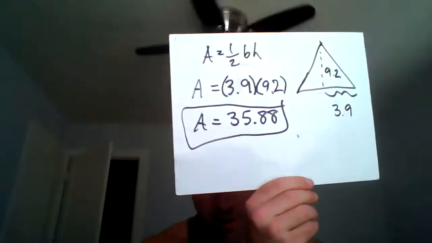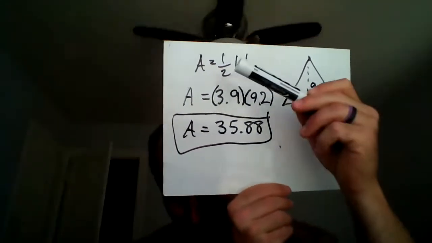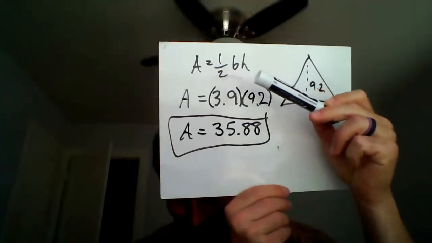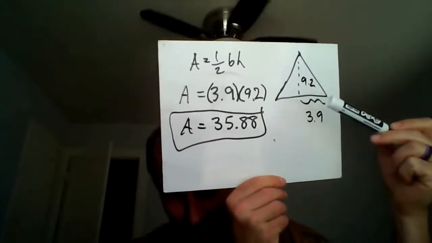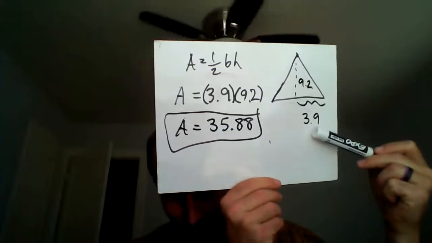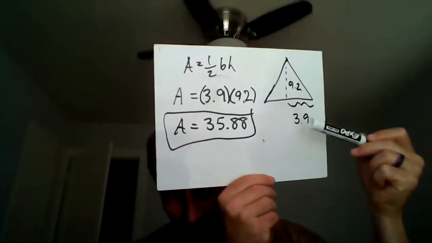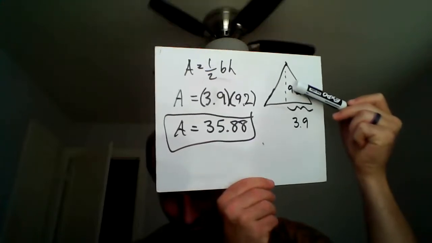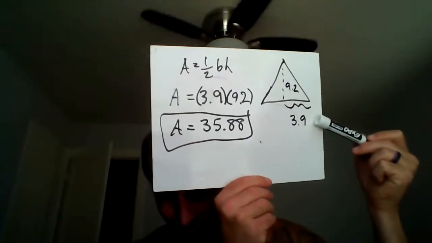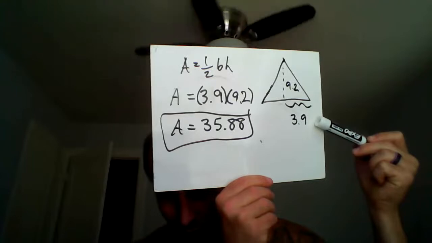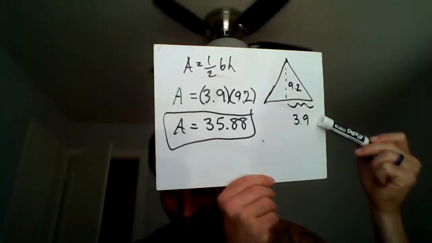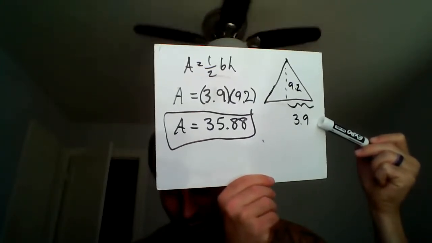It should have been this, Jimena, if you did that. Remember, area should be half the base times height, but we figured out that half of the base was 3.9. So half the base times height is basically 3.9 times 9.2. But if you use different numbers, oh yeah, yes, exactly.